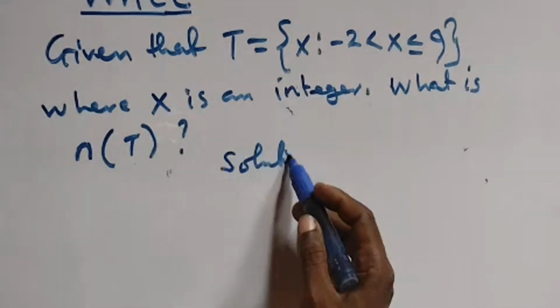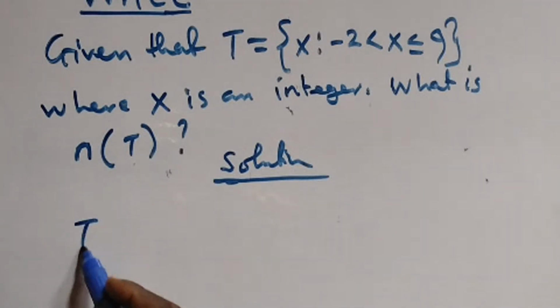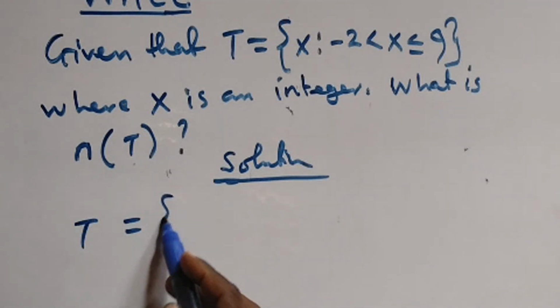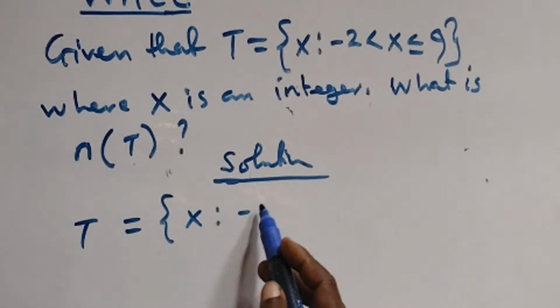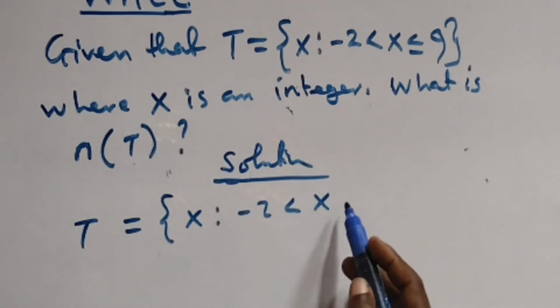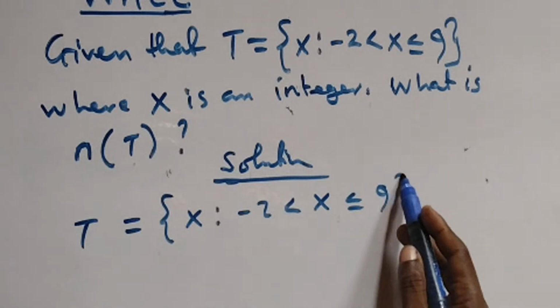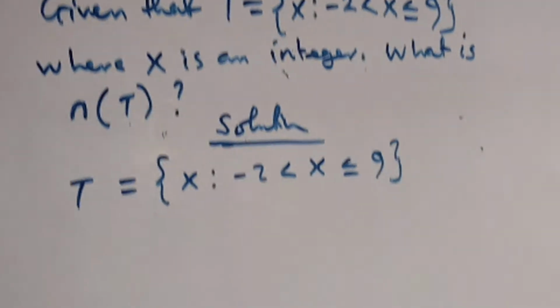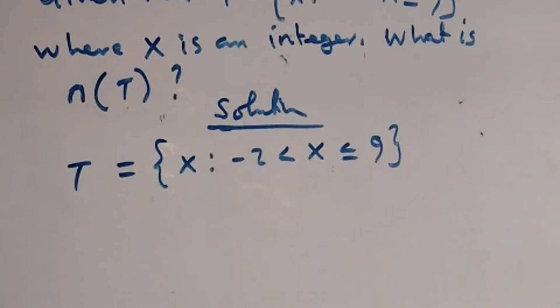It's described this way as T equals the set of x such that -2 < x ≤ 9. Now we are going to understand this better when we use our number line.